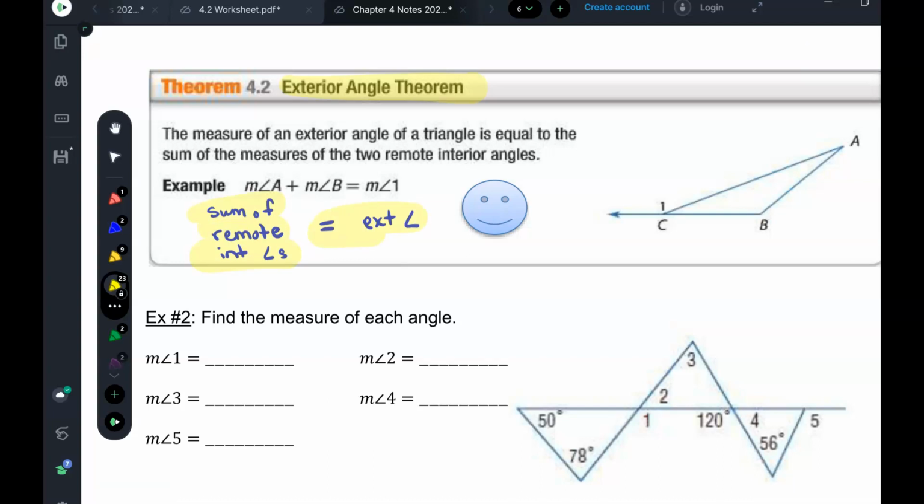Sum means what? When you add. So if I add the two remote, remember, remote are the ones far away, that has to equal the exterior angle. So the far away ones have to equal. I mean the sum. So when you add both the remote interior, it has to equal the exterior. When you add these two together, it has to equal the exterior angle.